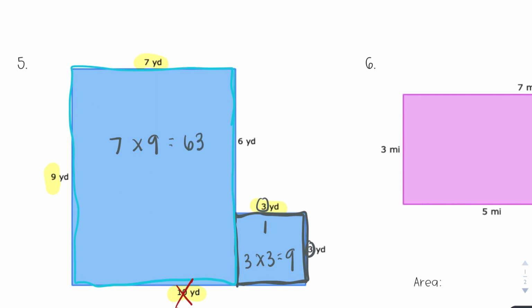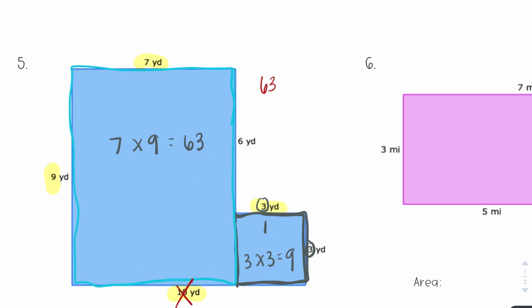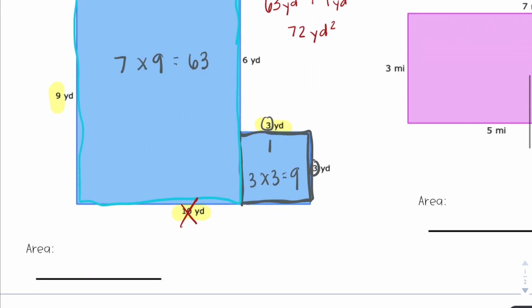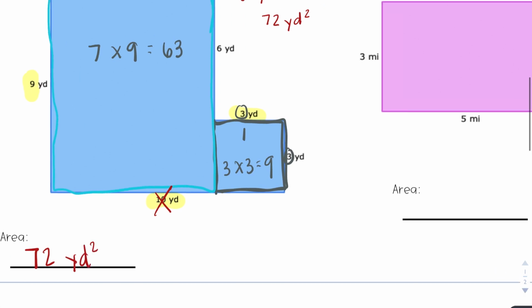I know that 7 times 9 is 63, so I'm going to go ahead and write that down, but I'm not done yet. I need to remember that I have to add the two numbers together, my two products, because those are two different areas of different rectangles. I decompose the rectangle and I need to put it back together, this irregular shape. So when I add them together, I get 63 plus 9, and I know that 63 plus 9 is 72. So the area of this irregular shape is 72 yards squared, or squared yards.